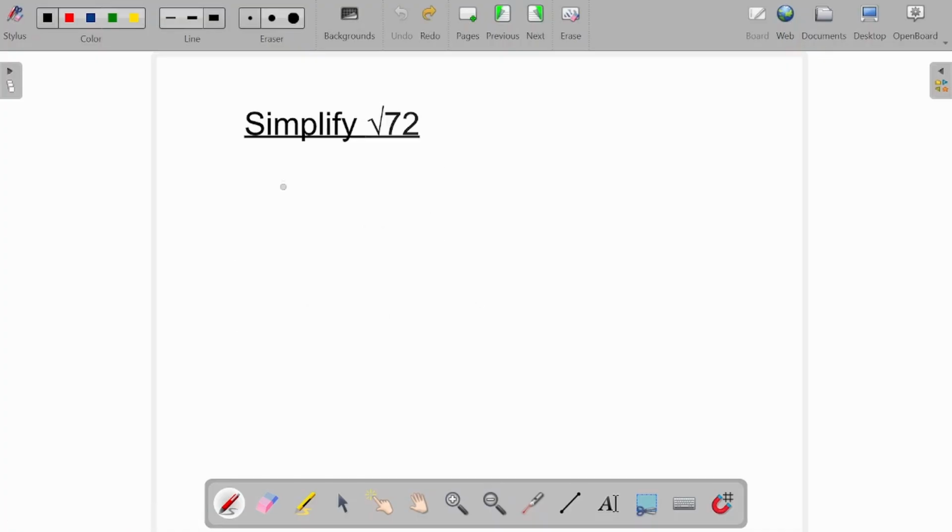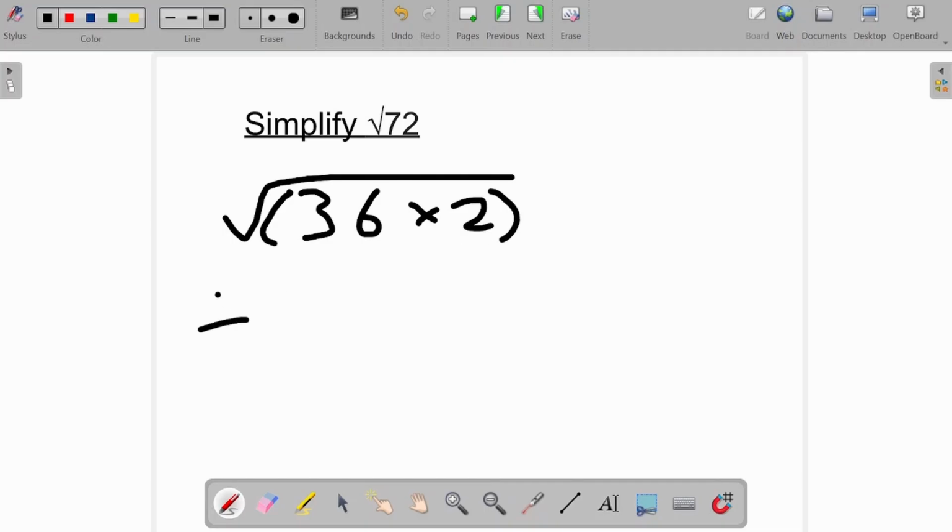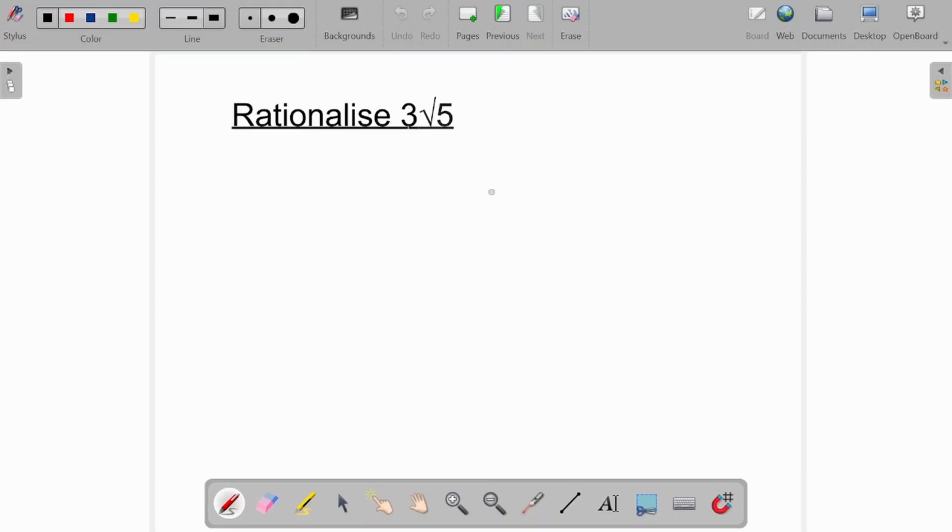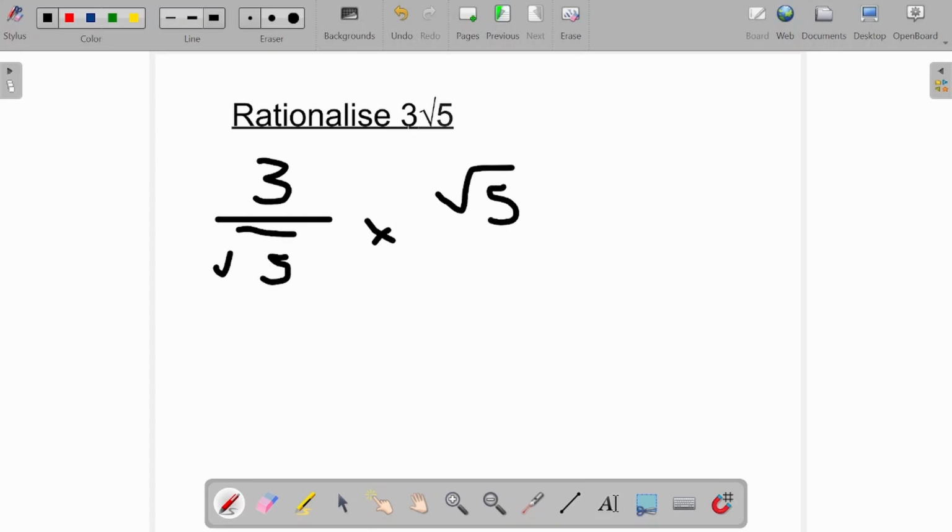To simplify root 72, we can find that it breaks down into 36 and 2. Therefore, it becomes 6 root 2 because 36 is a perfect square. To rationalise 3 over root 5, we times that by the same surd, which becomes 3 root 5 over 5.